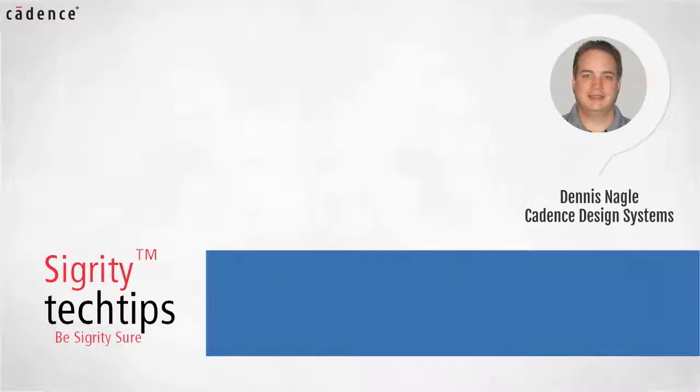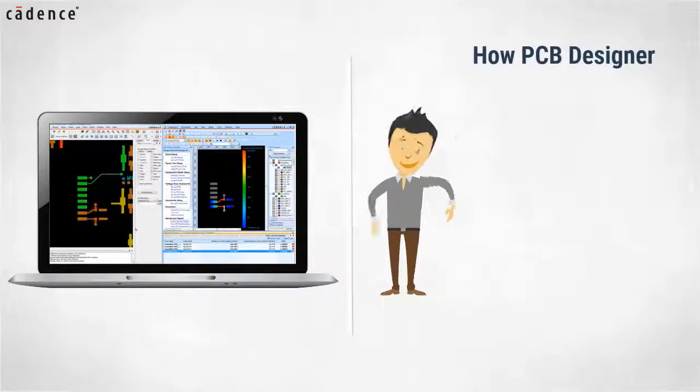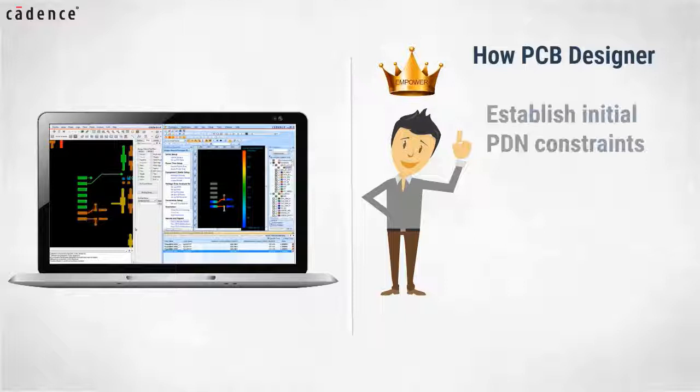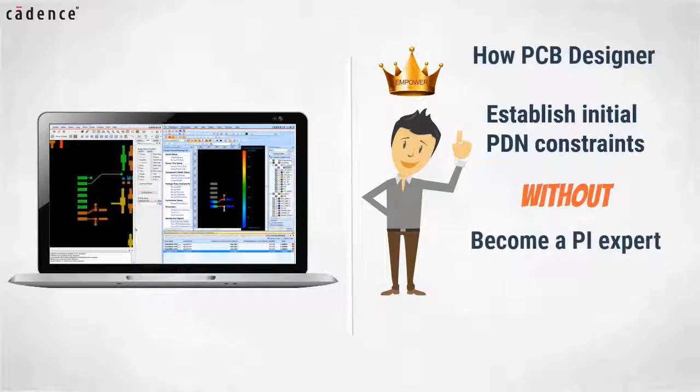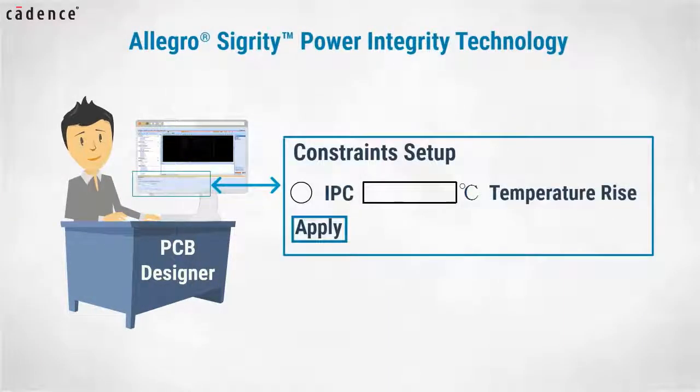Today we bring you another installment of how to sign off on your power delivery network design. Our video today will show you how PCB designers are now empowered to establish initial power delivery network constraints without having to become a power integrity expert. Utilizing Allegro Sigrity power integrity technology, PCB designers can now use automated IPC calculations to establish targets for their power delivery network design.